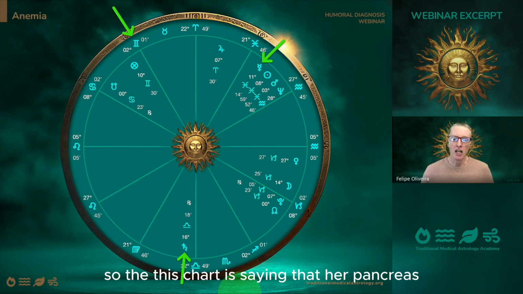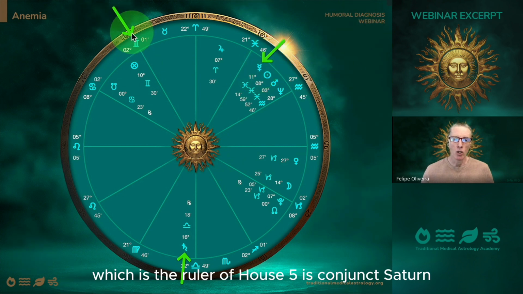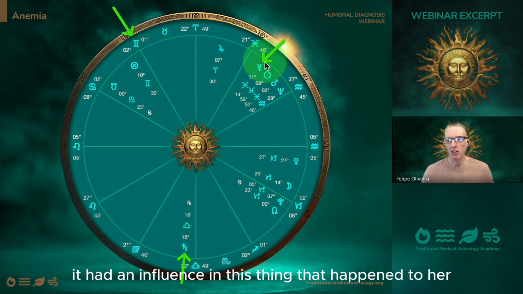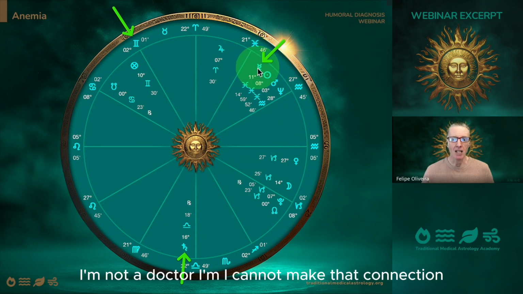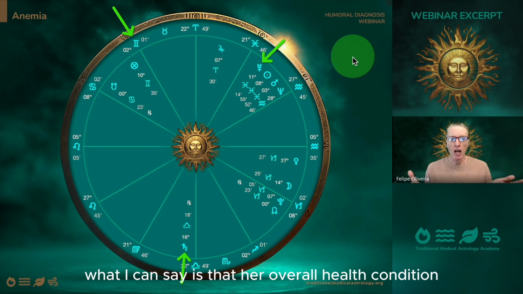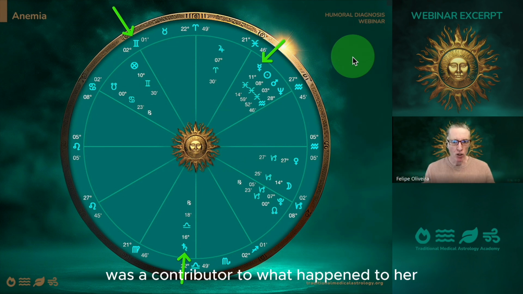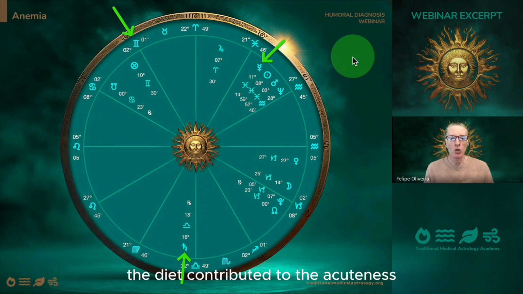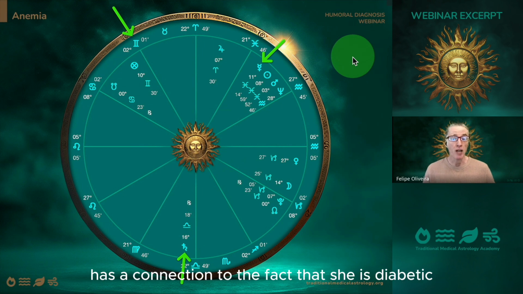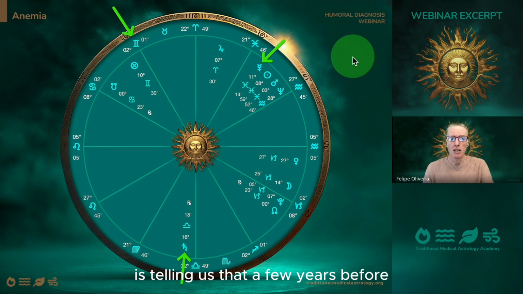So this chart is saying that her pancreas, which is the ruler of house 5, is conjunct Saturn. So her pancreas is in bad shape and is afflicting her. And it had an influence in this thing that happened to her. I'm not a doctor. I cannot make that connection, but the chart's saying that it's connected. So in general, what I can say is that her overall health condition was a contributor to what happened to her. The diet contributed to the acuteness of the crisis that she experienced. But the fact that she eliminated too much blood has a connection to the fact that she is diabetic type 1. The chart is telling us that a few years before she was formally diagnosed.